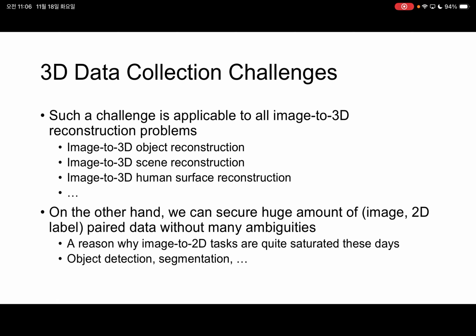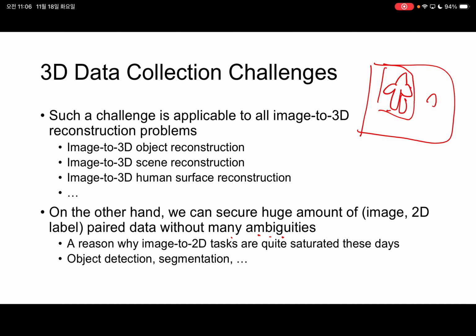So such challenge is applicable to any image to 3D reconstruction problems. On the other hand, we can secure a huge amount of image to label pair data without many ambiguities, right? For example, let's say we have an image, and we want to label where the human is, the human bounding box. If we have infinite money and time, then we can get infinite data, right? Human object detection or segmentation. We can just draw the foreground pixels, right?